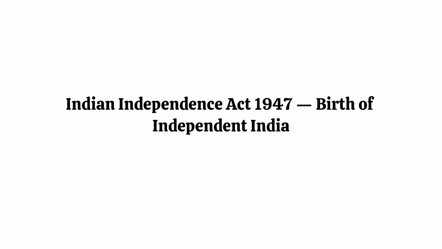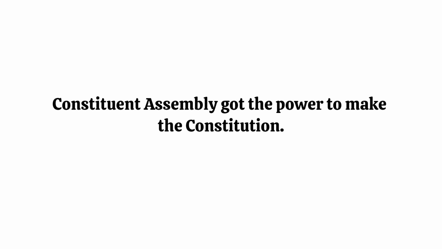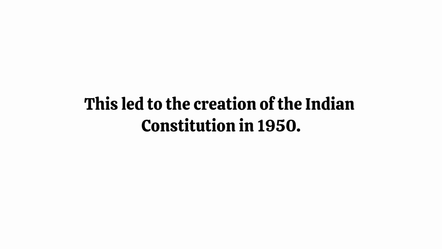Indian Independence Act 1947, birth of independent India. Finally, the Indian Independence Act 1947 was passed. This act ended British rule. India became independent. Power was transferred to Indian leaders. Constituent Assembly got the power to make the Constitution. This led to the creation of the Indian Constitution in 1950.